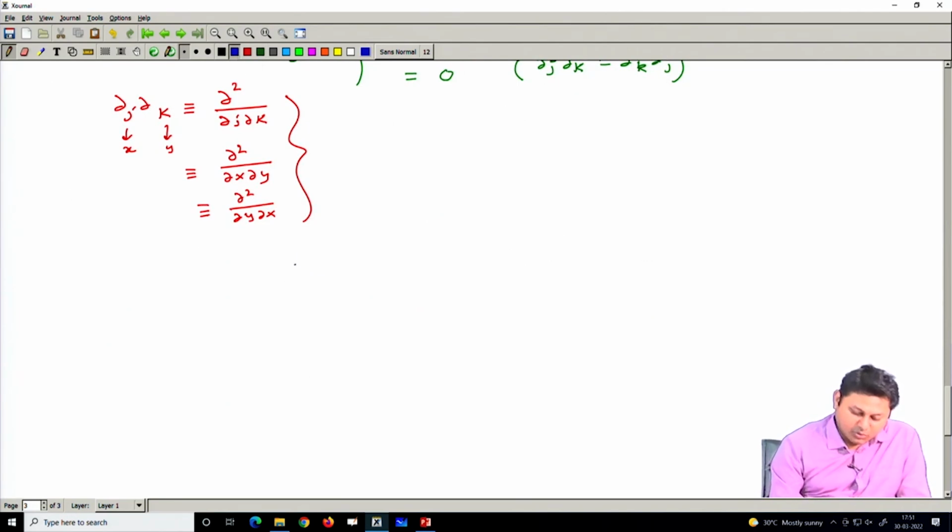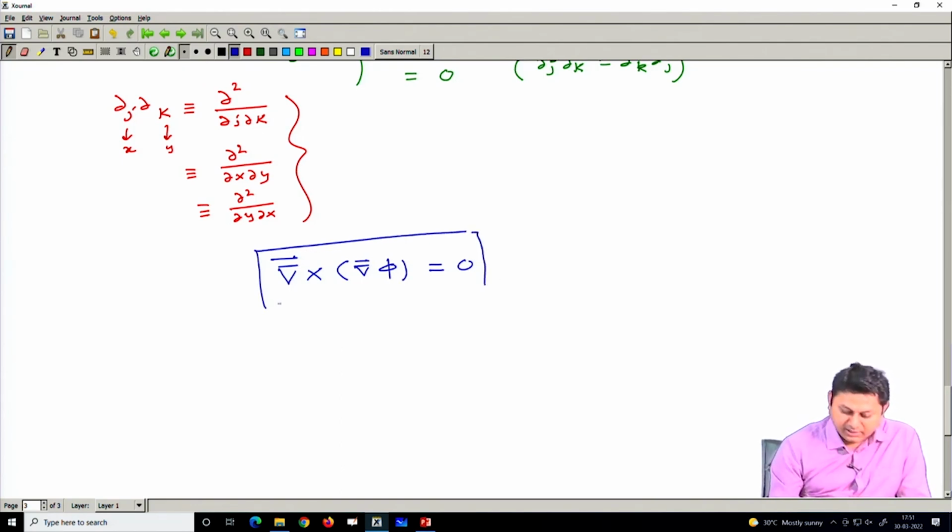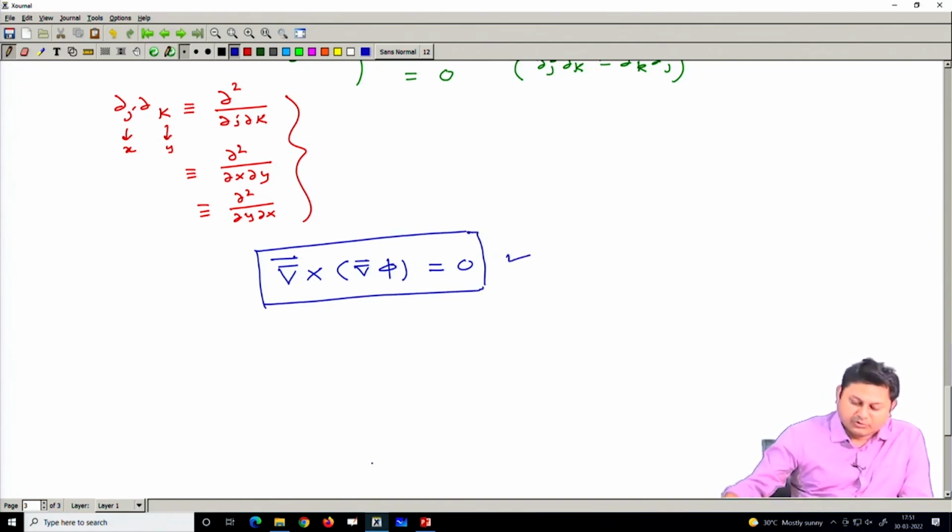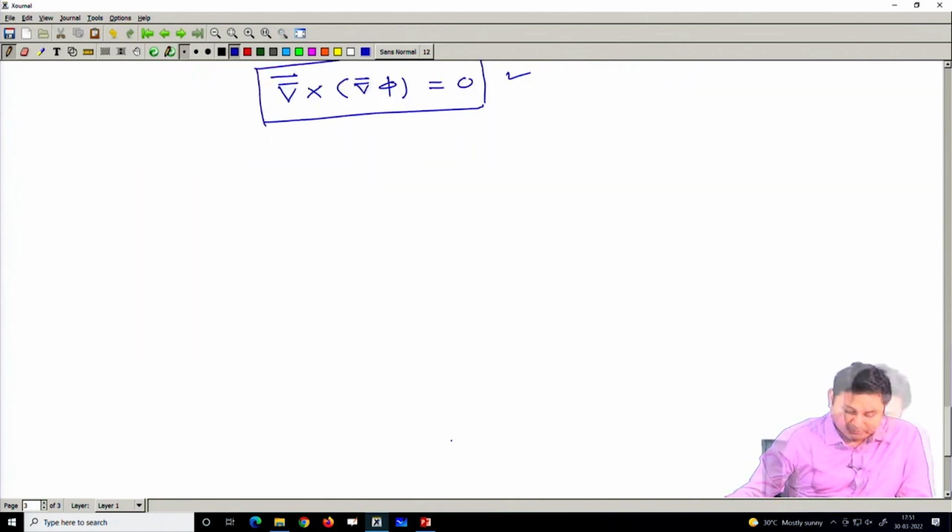We should note that we always have the curl of a gradient of a scalar field to be 0. This is a vector identity, it is identically 0 without any condition. For all the cases, this is 0. So, that is the first identity I would like to prove. Now, the second identity.